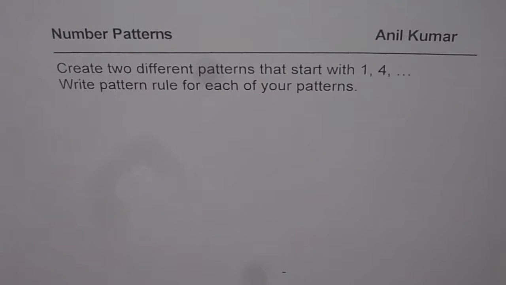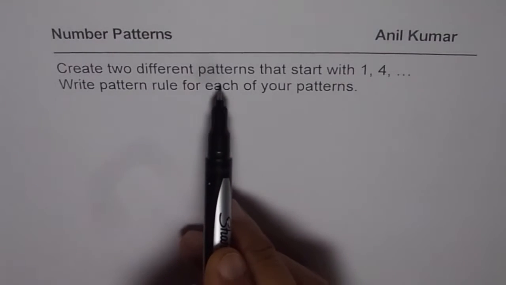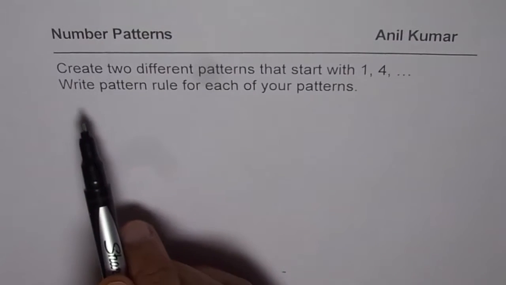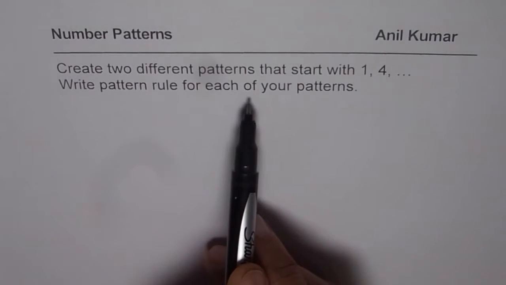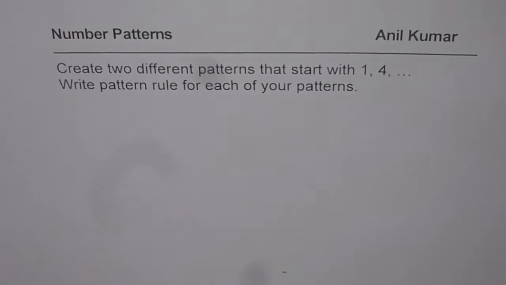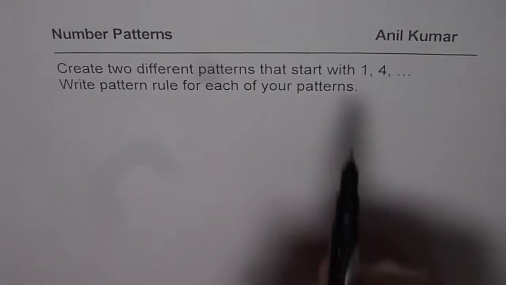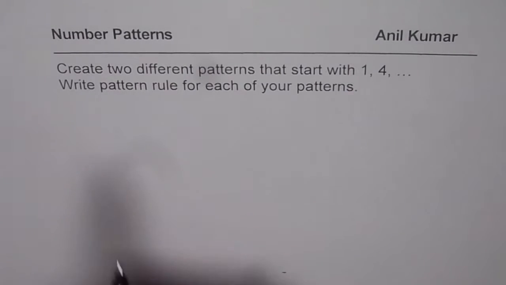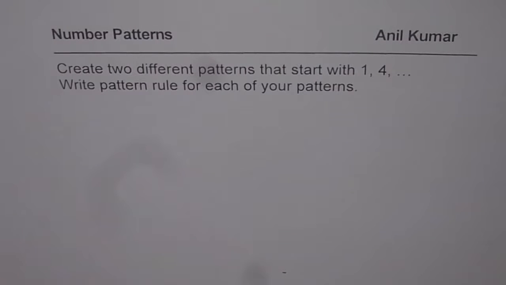The question is, create two different patterns that start with 1 and 4. Write a pattern rule for each of your patterns, right? So you need to create two different patterns starting with 1, 4, and then you need to write a pattern rule for each of your patterns, right? So you can pause the video, answer the question, and then look into my suggestion.